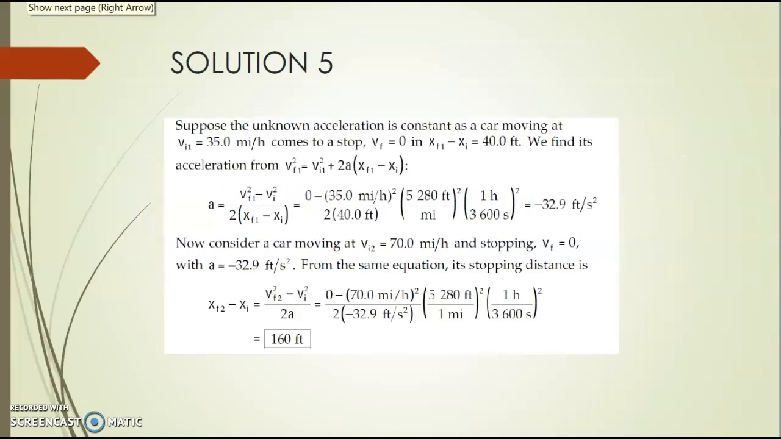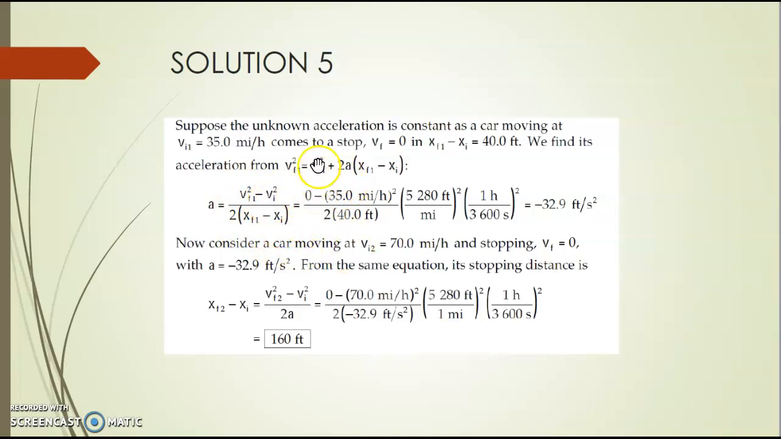Okay, so here is our solution. Suppose the unknown acceleration is constant as a car moving at an initial velocity of 35 miles per hour comes to a stop, wherein Vf is 0, and 40 feet is the change in distance. We find acceleration from this formula: Vf squared is equal to Vi squared plus 2a delta x. To get the acceleration, this is our working formula.